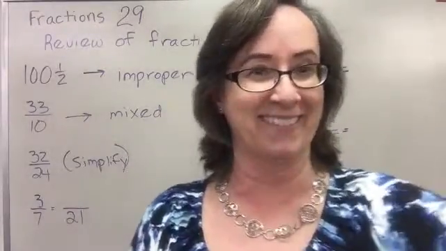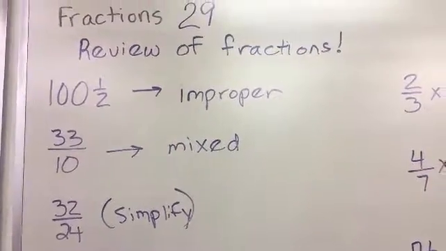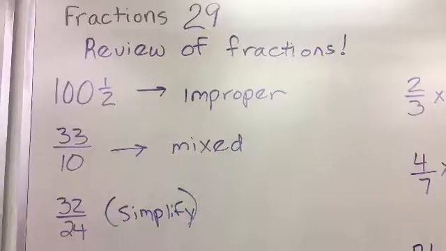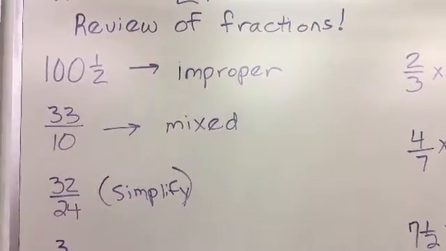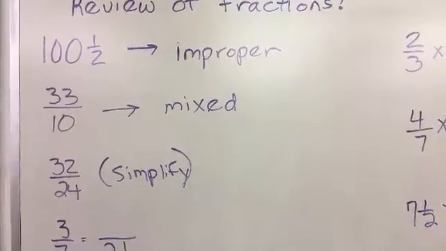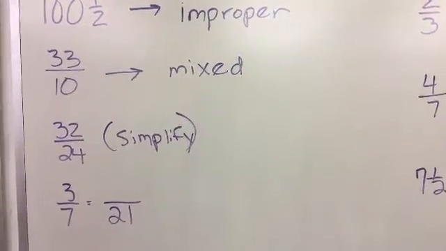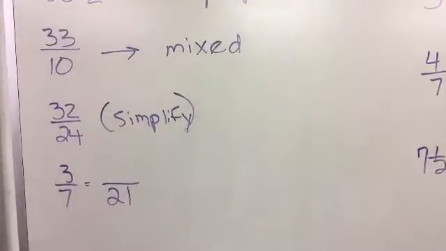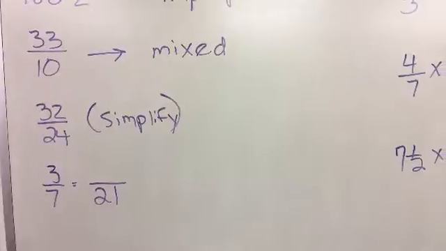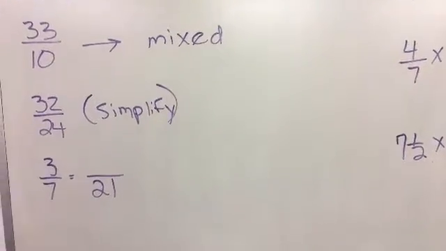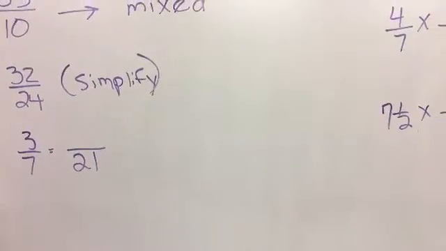So here we go. All right, here are the problems that I want you to copy. Okay, 101/2 turned into an improper fraction. 33/10 turned into a mixed number. 32/24, simplify. Now that means you're going to have to also turn it into a mixed number, right? 3/7 is how many 21sts?